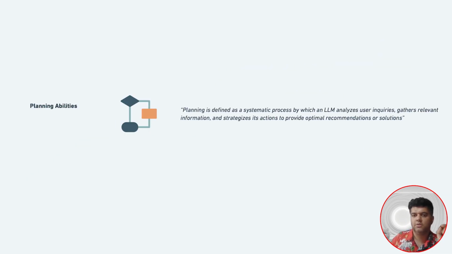All right. So now we have the third part, which is planning abilities. Now, full disclosure, this is a huge topic of research at the moment, and it's said that we will know when we hit AGI, or artificial general intelligence, when our LLMs have superior planning abilities.